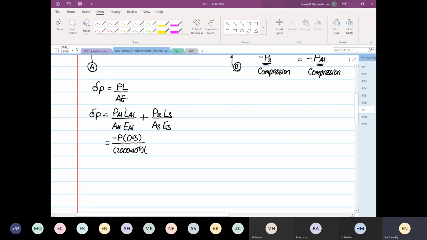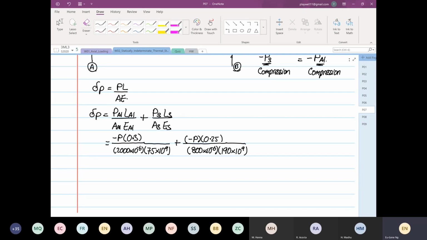The Young's modulus is 75 times 10 to the power 9. Then plus minus P again, multiplied by the length of 0.25, and then divide by the cross-sectional area, which is 800 times 10 to the power minus 6. And then you have 190 times 10 to the power 9. That is our Young's modulus.